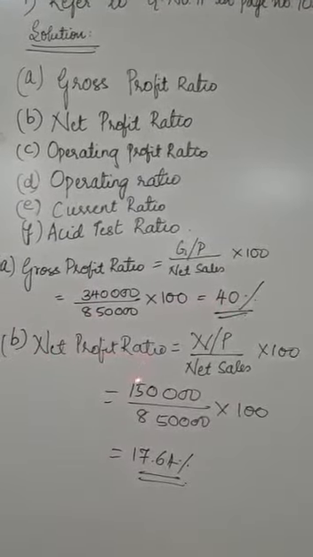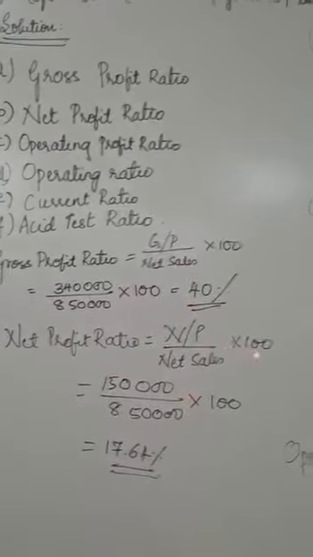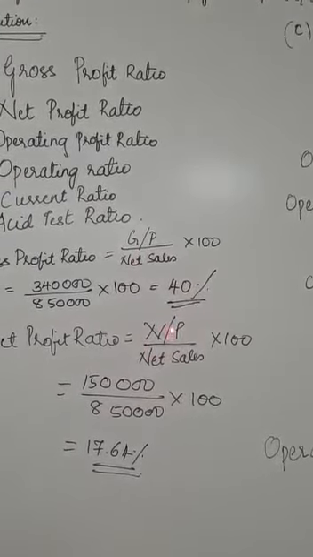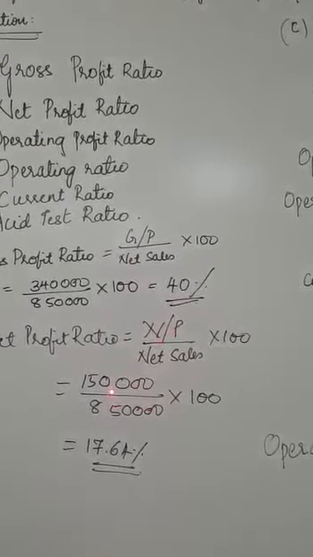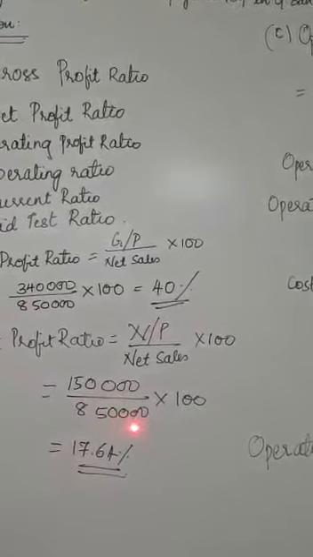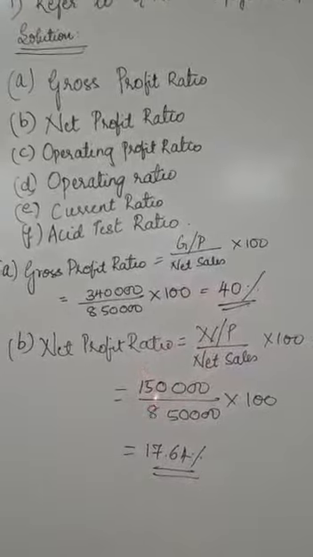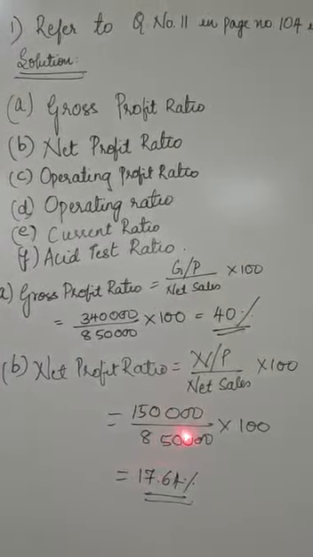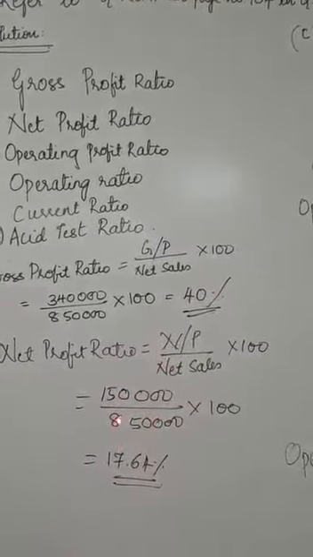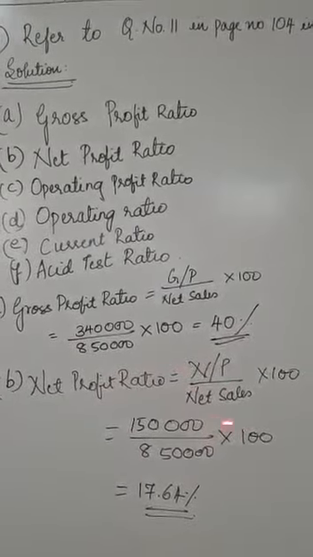Next we will go for net profit ratio. Net profit ratio, we are calculating the net profit to the sales into 100. That is net profit divided by net sales into 100. Now let us see what is the net profit. Net profit they have given in the question, that is in the profit and loss account, it's 1,50,000 and net sales it's 8,50,000. So what is the ratio? That's net profit, 1,50,000 divided by 8,50,000 into 100. We are getting 17.64% of the net sales. Net profit is nothing but 17.64% of net sales. So here we are expressing net profit ratio in terms of percentage.